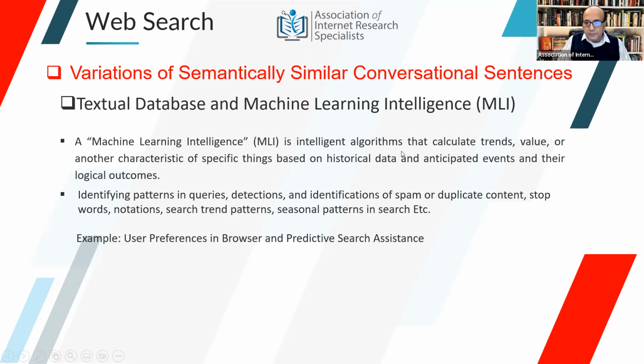Now, machine learning, as it is defined here in two different ways, I guess. One is that it is considered intelligent algorithms that calculate trends, value, or other characteristics of specific things based on historical data, which means whatever it has been experiencing through users' behavior, it is collecting and making it appear as if it is a continuation, or something that is mapped in its memory as a hard-coded intelligence.